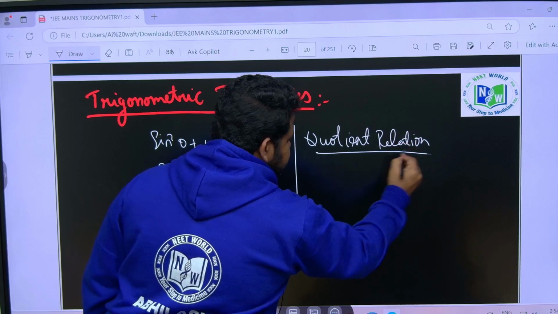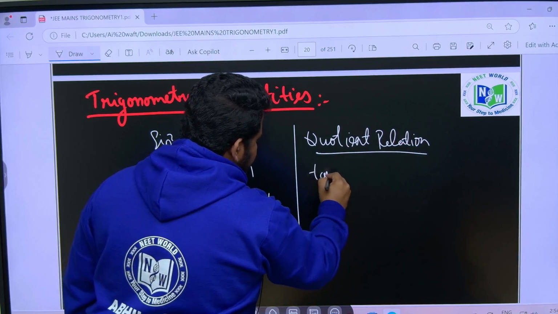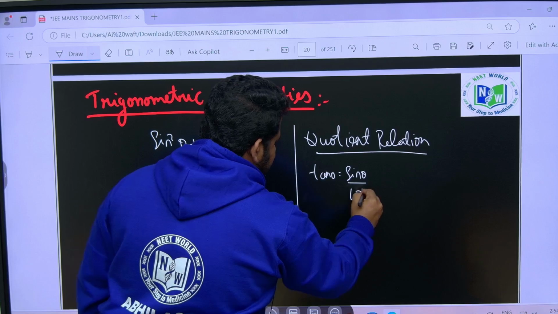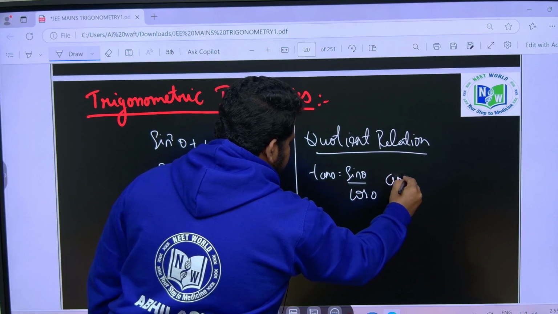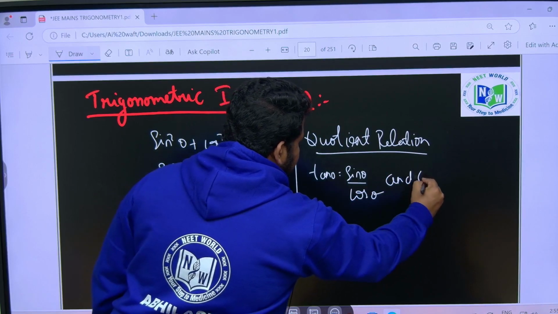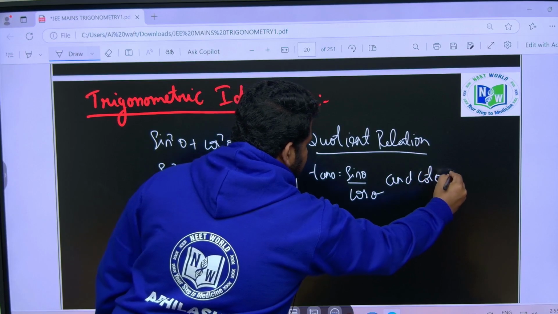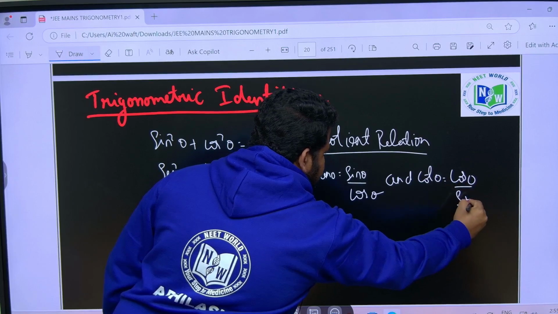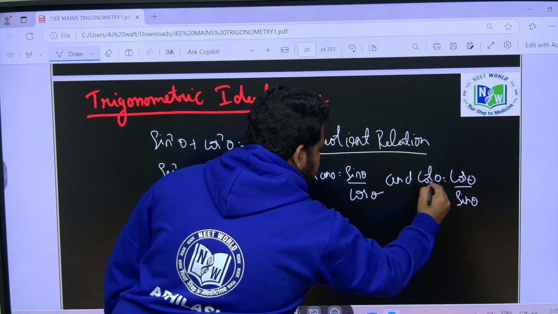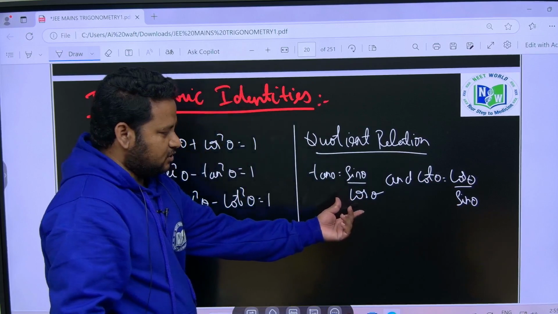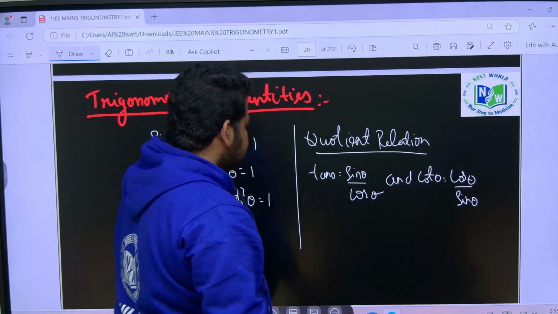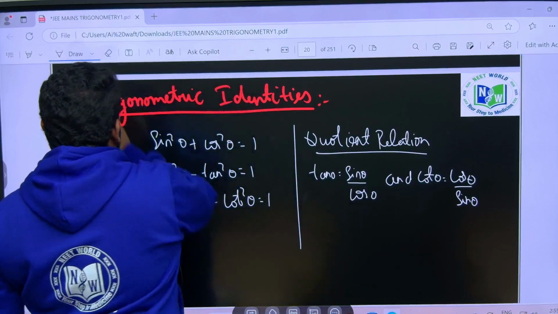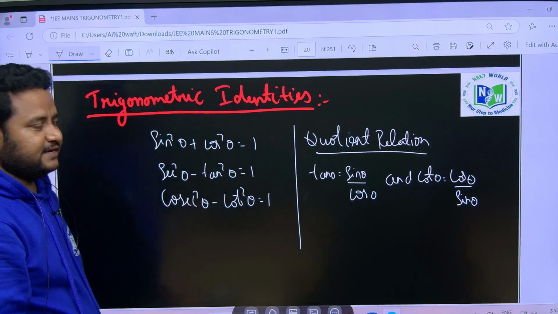That is, friends, tan theta is equal to sin theta by cos theta, and cot theta is equal to cos theta by sin theta. Here cos theta is not equal to 0 and sin theta is not equal to 0, that is, the denominator should not be equal to 0. Got it, friends? These are the trigonometric identities.